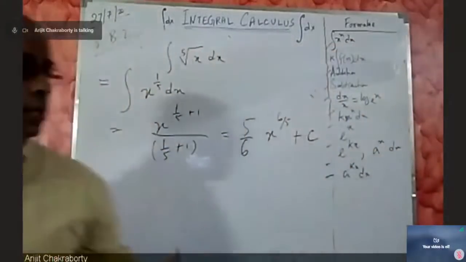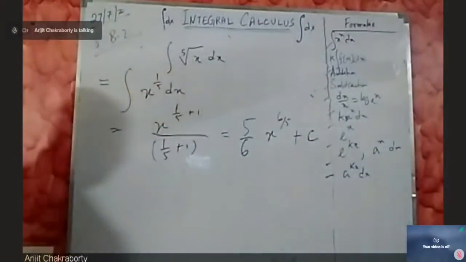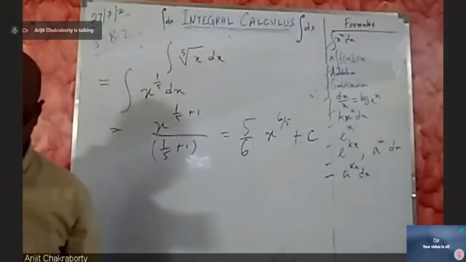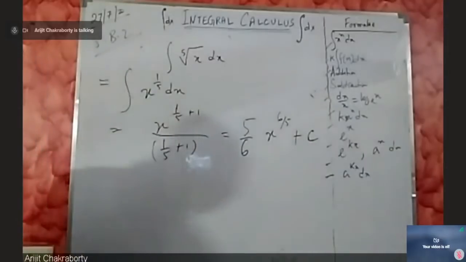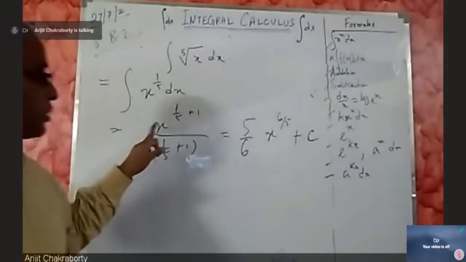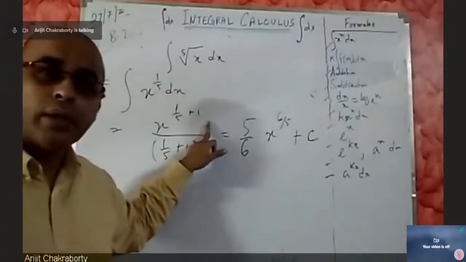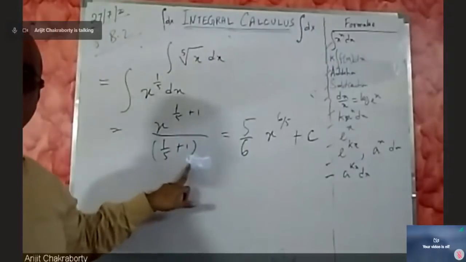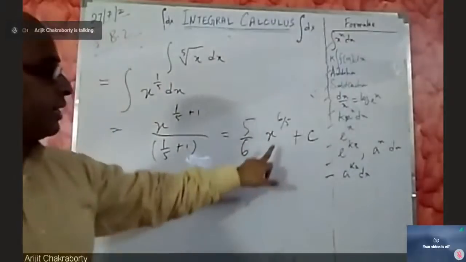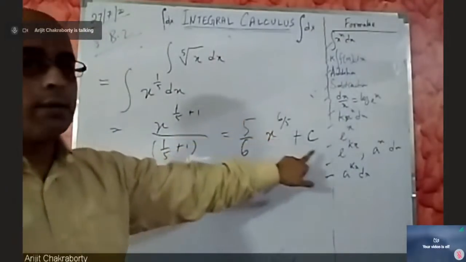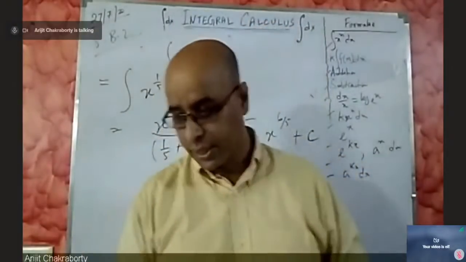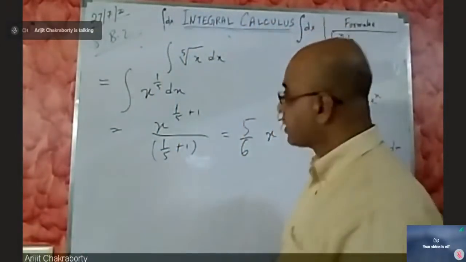So please have a look at the solution to this one. Integration of the fifth root of x. This can be rewritten as x to the power 1 by 5. And this gives you the x to the power n application: x to the power 1 by 5 plus 1 divided by 1 by 5 plus 1. So this means we are getting 5 by 6 into x to the power 6 by 5 plus the constant of integration, which is c. Okay, I am taking another example.